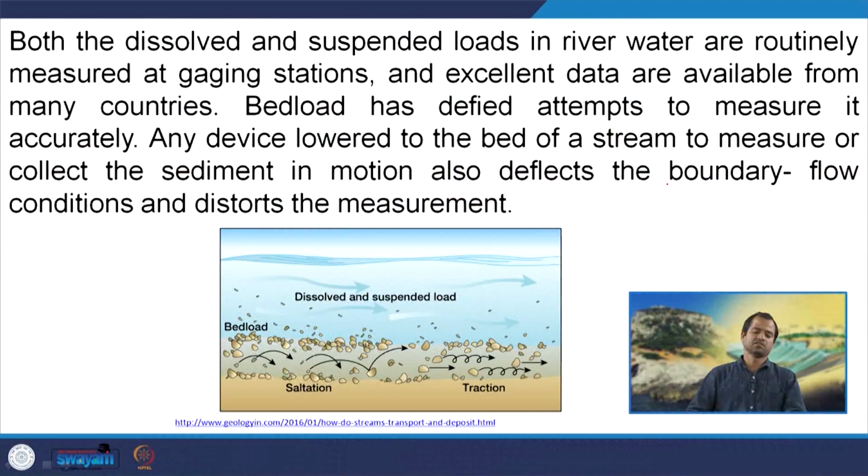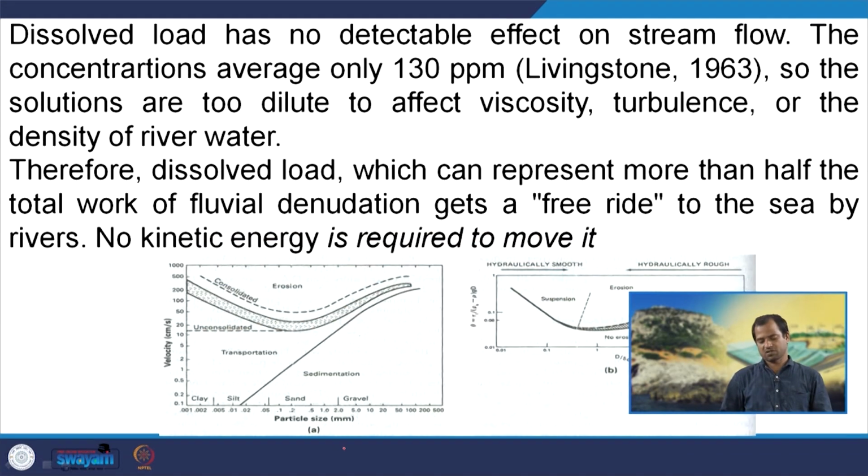Both dissolved and suspended load in the river water are routinely measured at gauging stations. Any device lowered to the bed of the stream to measure or collect the sediment in motion also deflects the boundary flow conditions and distorts the measurement. So, that is why the bed load data we are getting is not as accurate as we expect.